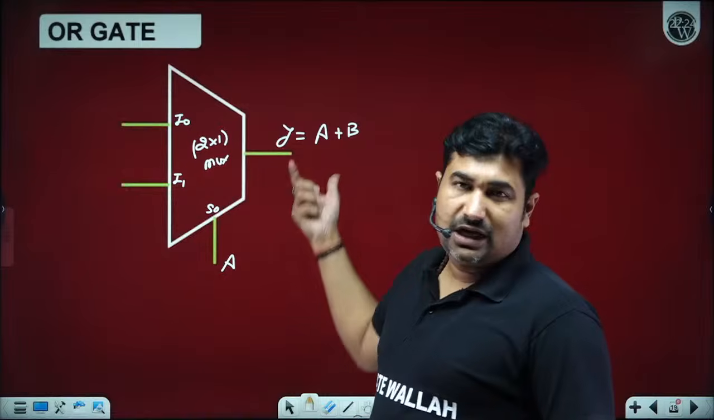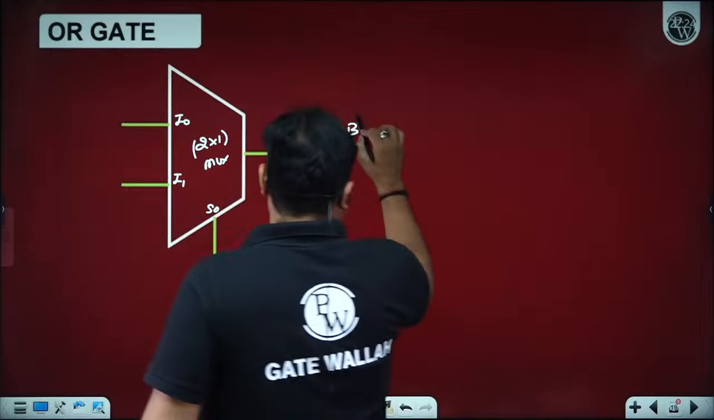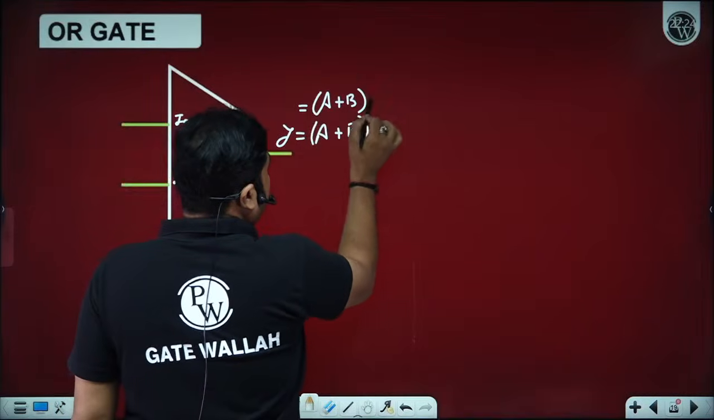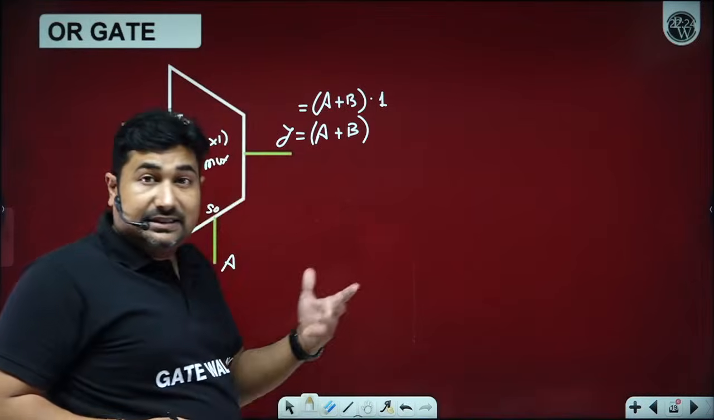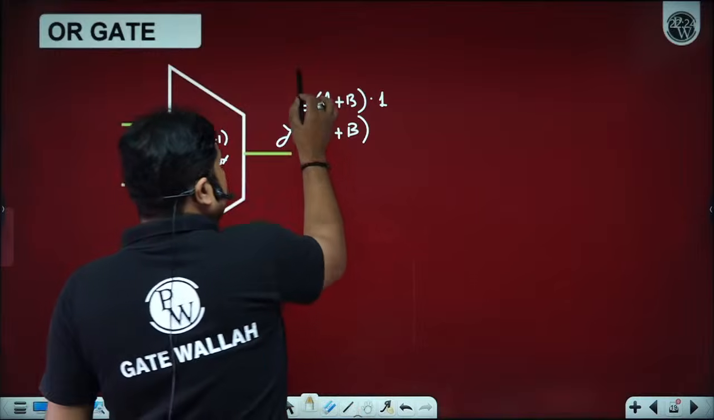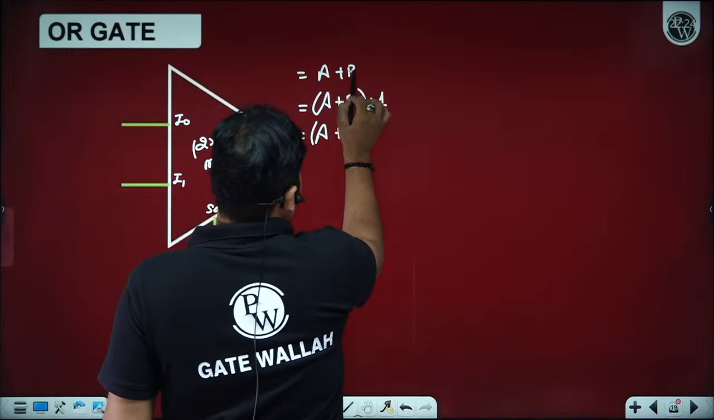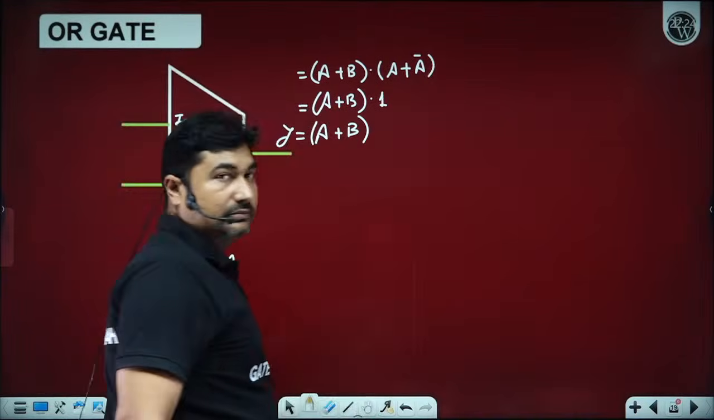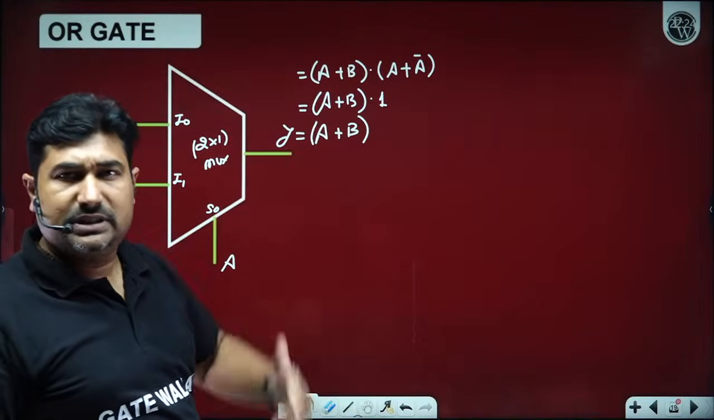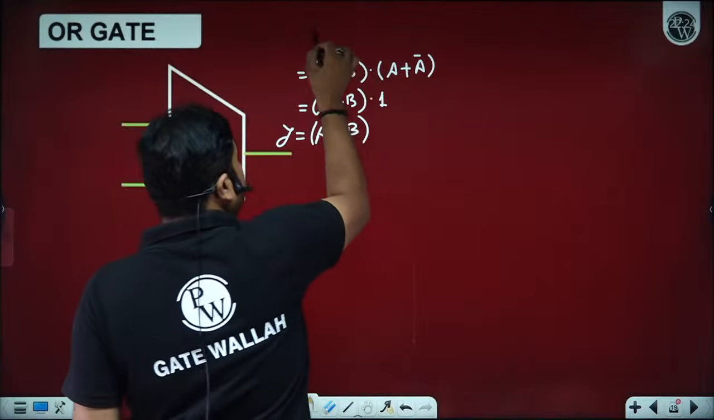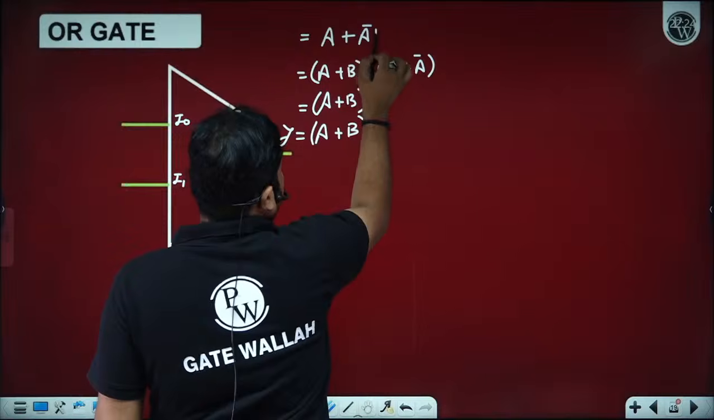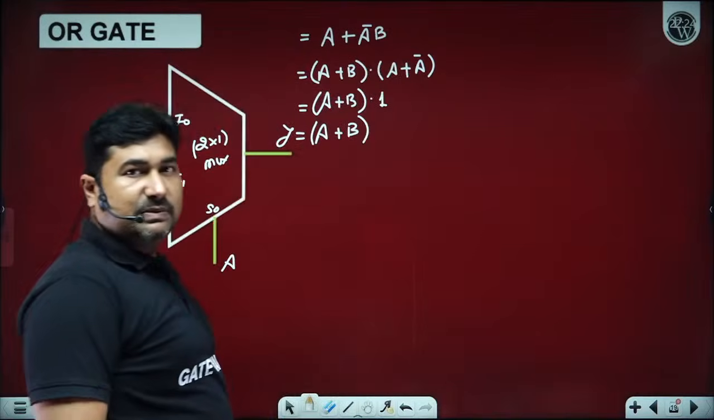This is a POS. How to implement a POS, sir? Can I represent it like this: a plus b dot 1? Does anything change? No, sir, nothing. Can I represent it like this: a plus b dot a plus a bar? Yes, sir, there is no issue. You can represent 1 as a plus a bar. By using the distribution and transposition theorem, can I write a plus a bar b? Multiply same variables plus multiply different variables.